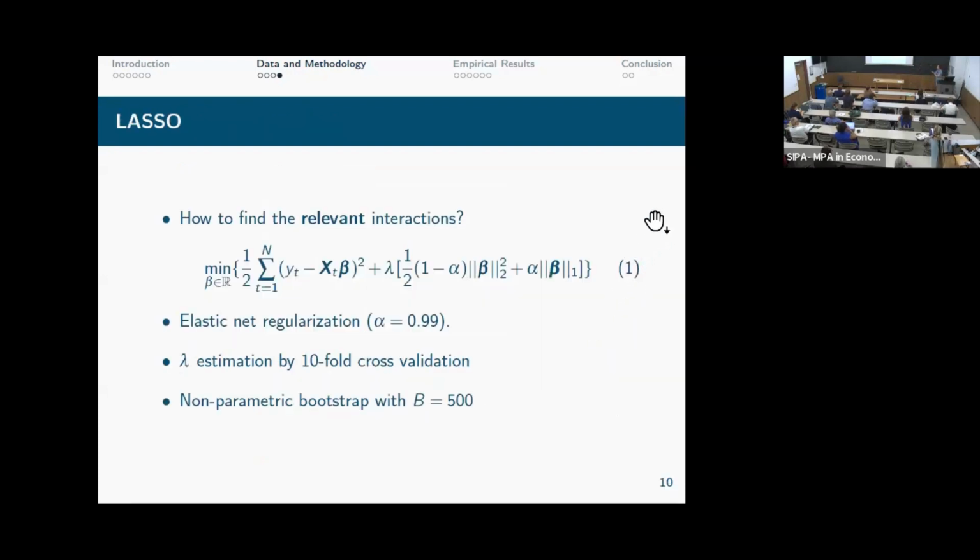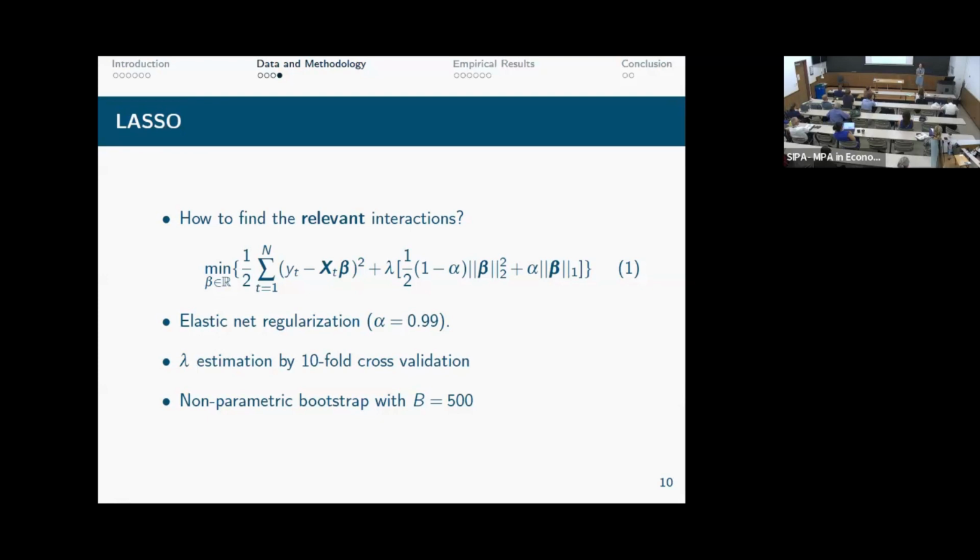So how do we find the relevant interactors? Actually, we are doing a Lasso regression. Here, the controls and monetary policy shocks are cast into the X_t matrix, as you can see. And lambda here represents the penalization that we put on the parameters. So if lambda is zero, this means that we are not penalizing any parameters and it's simply OLS. And here, as you can see, we have an alpha term as well.